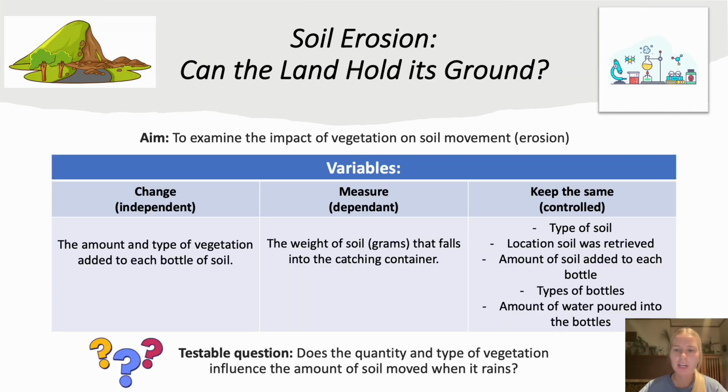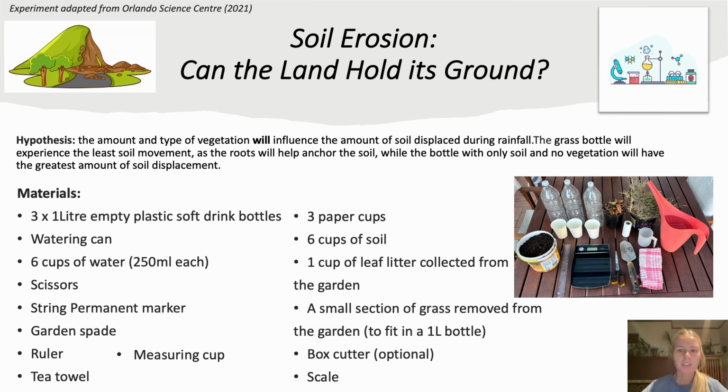The aim of the investigation is to examine the impact of vegetation on soil movement, or erosion. To ensure a fair test and accurate results, the variables outlined in the table will be carefully controlled. By the end of the experiment, students will provide an answer to the question, does the quantity and type of vegetation influence the amount of soil moved when it rains? Before undertaking this investigation, I recorded my hypotheses.